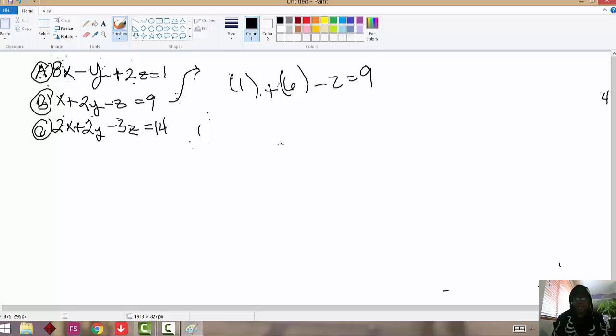So this is how we're going to get our z. So 1 plus 6 is 7 minus z equals 9. And we are going to say negative z equals, so we're going to minus 7 from both sides. And you're going to have 2. And since it's a negative z, we're going to say z is negative 2. So our answer should be negative 2.